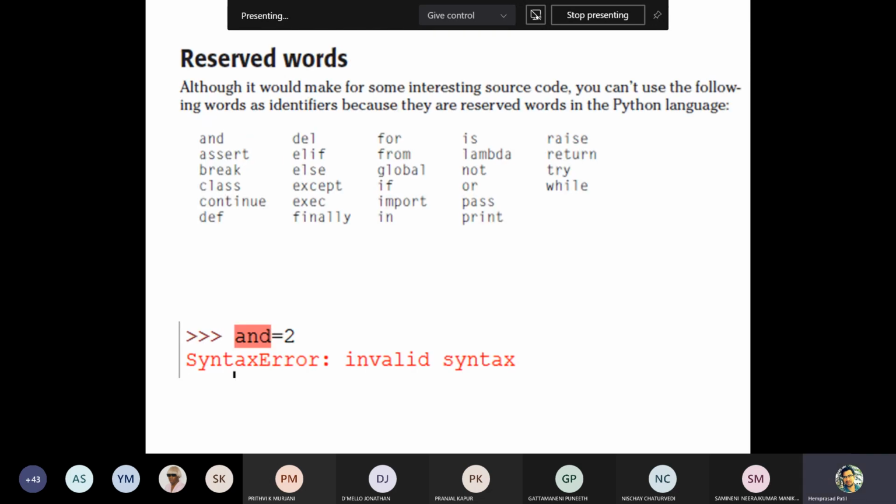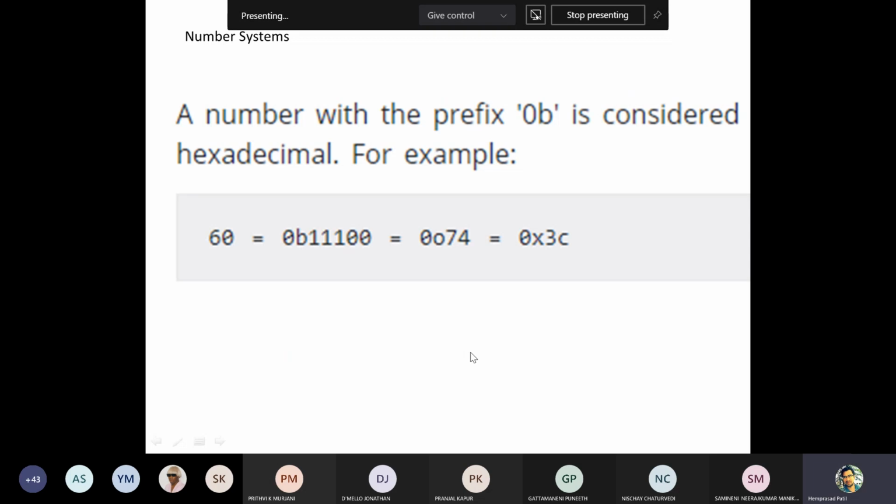Then reserved words. So we have some words which are reserved. We cannot use them as variable name or any object. So over here, these are a list of the words. So you have to remember these words. While programming, please don't use these words as object names. Like and is equal to 2. If I am trying to assign value 2 to and, which I am treating as variable name, it shows the syntax error. Okay.